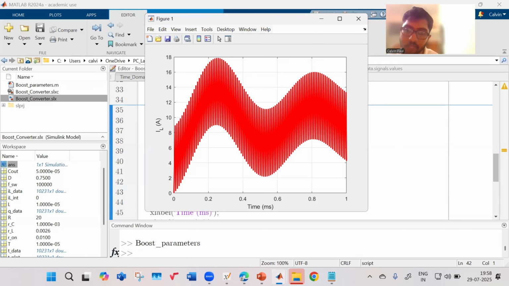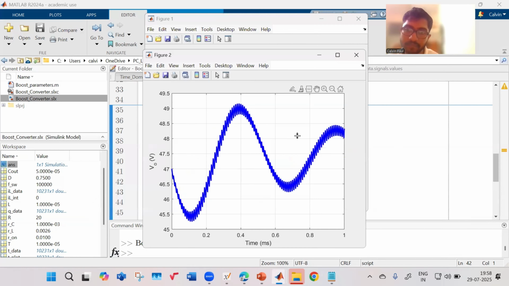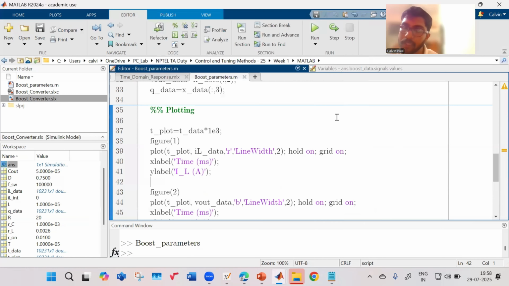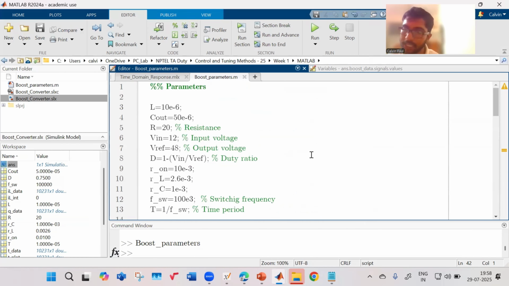Similarly, the output voltage is also shown over here. This method has been used extensively by Sir. We have found this method to be very useful, and you can also use that. So all these things are there which you can access.